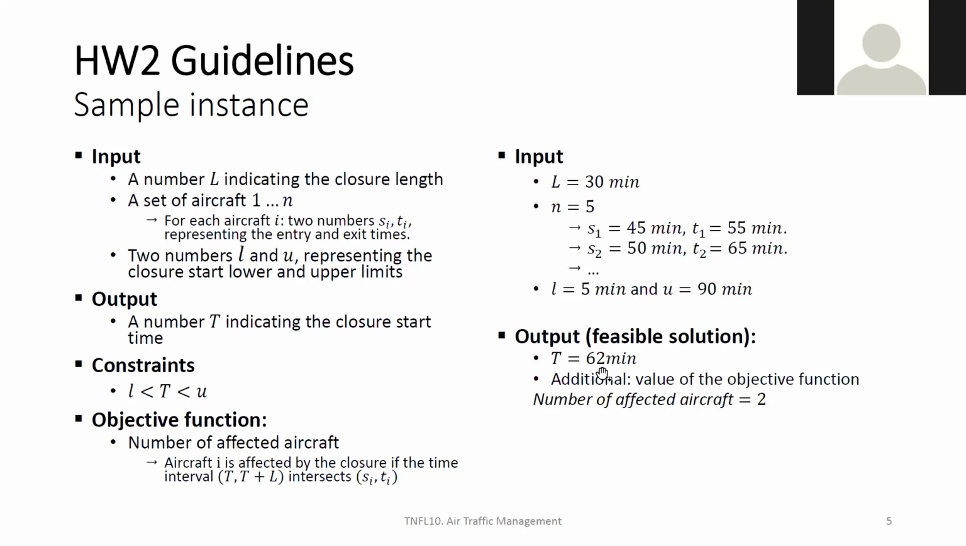That's something that I came up with. Is it possible? We have to check with the constraints. Is T above L and under U? Well, yes, it is. And additionally, we can give the value of the objective function. So this would be the output. The value of the objective function is the number of affected aircraft. We can give this additionally. And for example, in this case, the number of affected aircraft is 2.